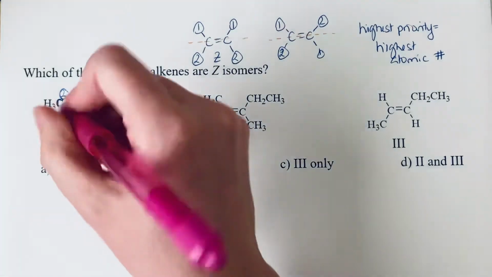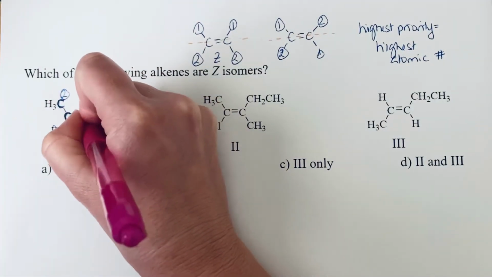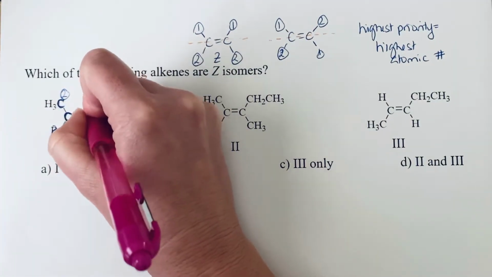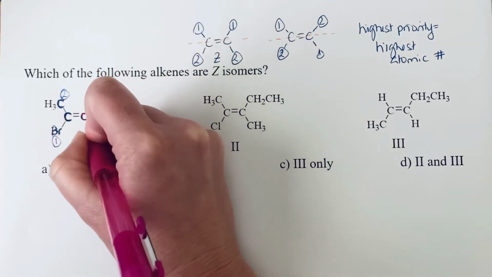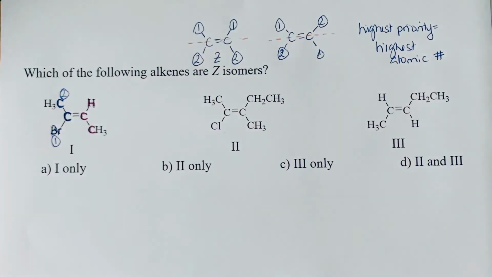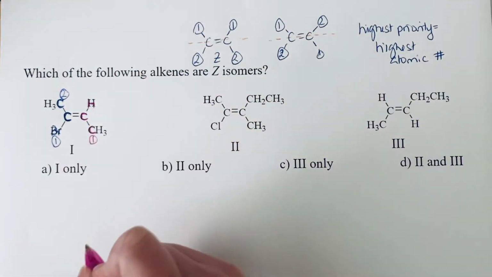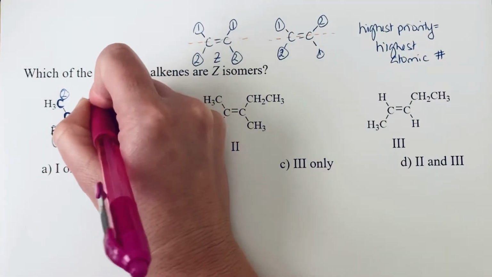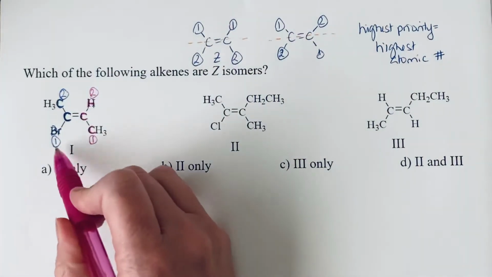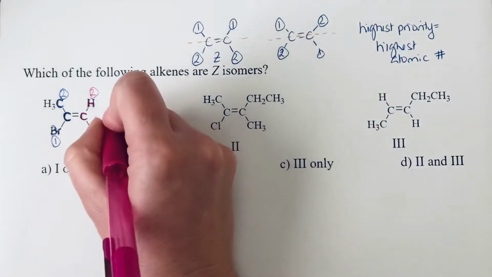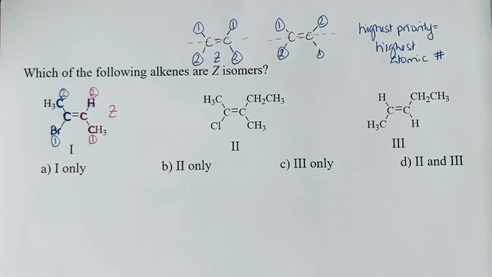Then we want to consider the other carbon atom of the alkene, and it has a bond to a hydrogen here, and a bond to a carbon on the bottom. Carbon has a higher atomic number than hydrogen, so that is the highest priority, and the hydrogen is the second highest priority. So these are on the same side of the alkene. This first one is a Z isomer. Okay, so we found at least one. We'll go through and check these other two structures as well.